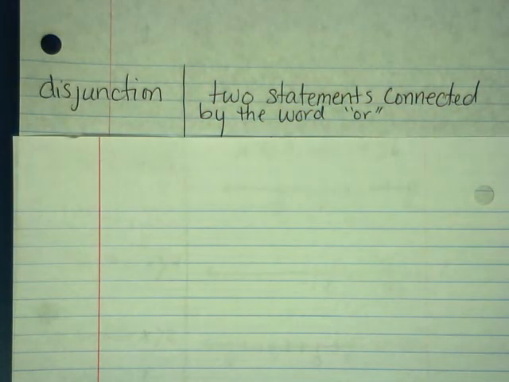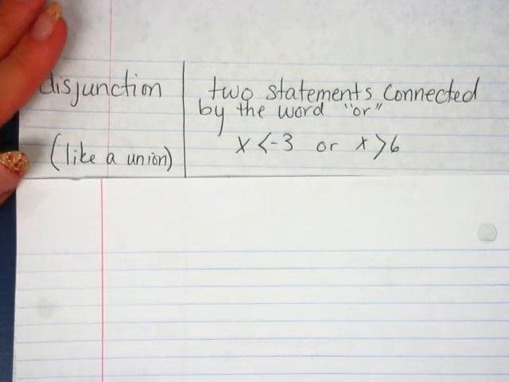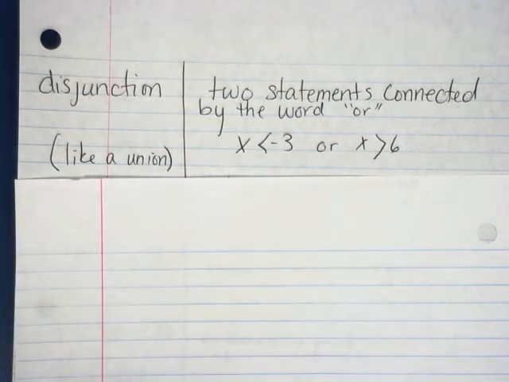All right, so the last problem we did was actually called a disjunction. It's where two statements are connected by the word or. So when you're talking about the disjunction, it's a little bit more like a union. It's all of one group and all of another group put together as a whole. So x is less than negative 3 or it's greater than negative 6, one or the other.